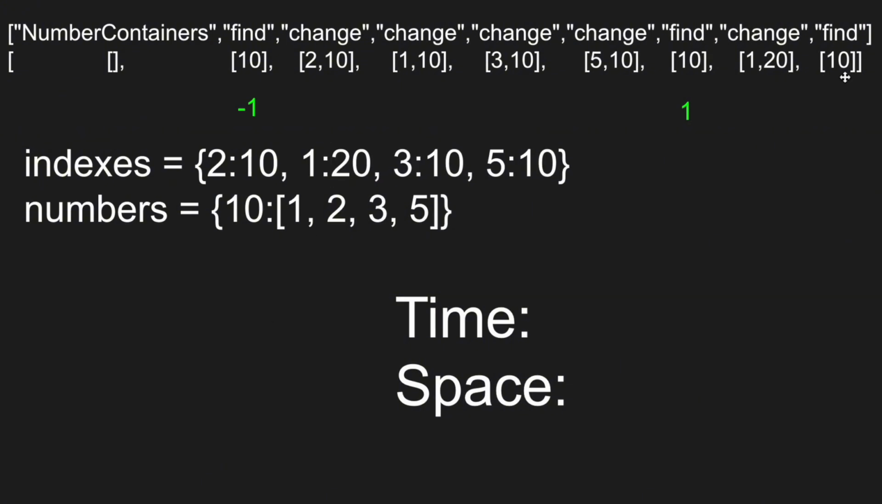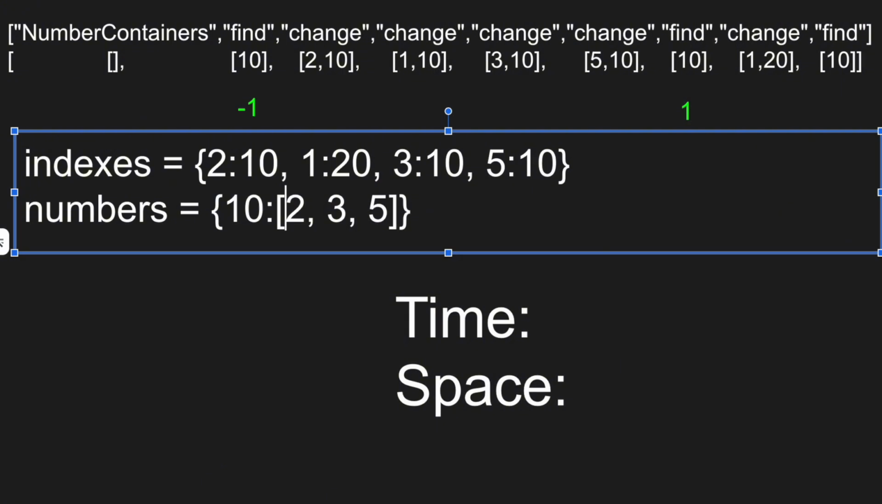And at the find operation, we look for 10. 10 matches with 1, but 1 matches with 20. So that doesn't work, which means we will have to pop 1 from the heap and look at the next element. And 2 matches with 10. So 2 will be the index that we return.